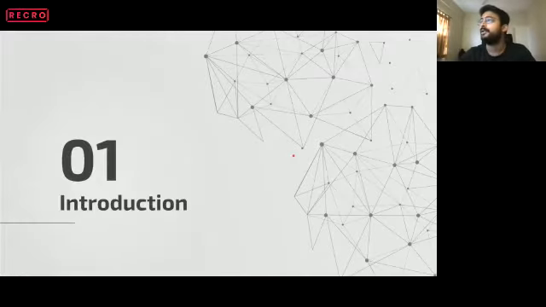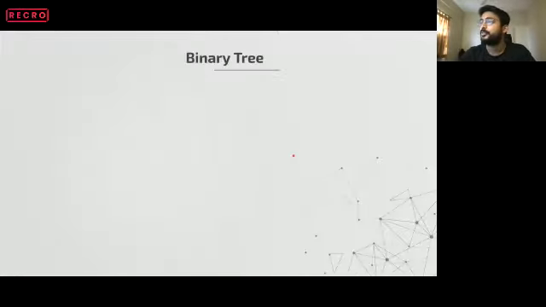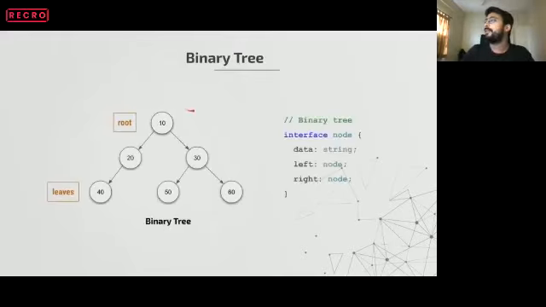Cool, let's get started. Coming to the introduction, what is a binary tree? What does a tree data structure look like, and why do we even need a tree? Unlike stack, queue, and linked list, a tree is a non-linear data structure. Anything which forms hierarchical data falls under the tree data structure.